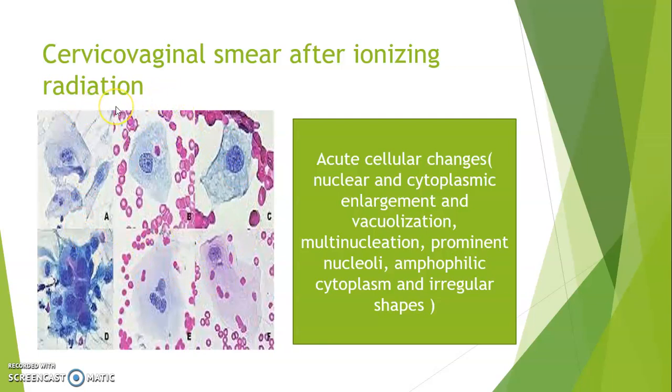This is the cervicovaginal smear after ionizing radiation. So this microphotograph is showing the effects of radiation. It shows acute cellular changes like nuclear enlargement and cytoplasmic enlargement. Nuclei are showing prominent nucleoli, multiple nuclei, that is multinucleation. The cytoplasm is showing vacuolization. Irregular shapes.